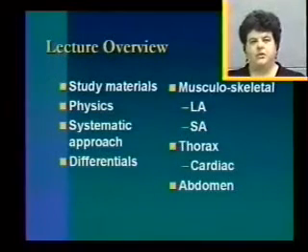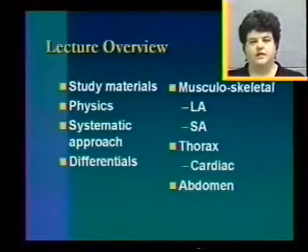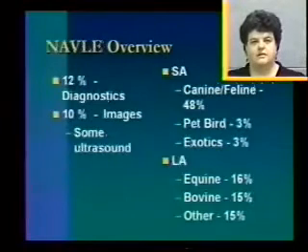And as I alluded to a little bit before, I'm going to talk to you about the musculoskeletal abnormalities, both large and small. And then in thorax and abdomen, we're primarily going to focus on the small animal patients, since that's where the majority of the exam is going to be centered.